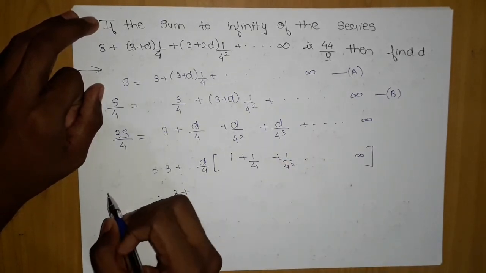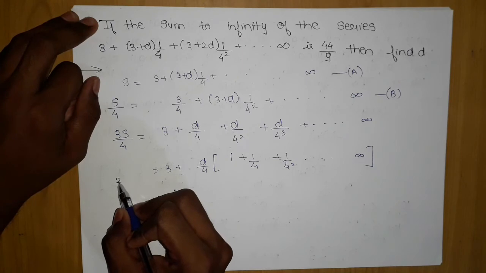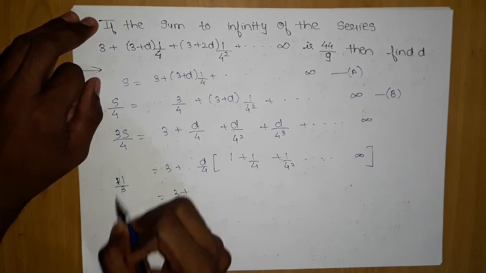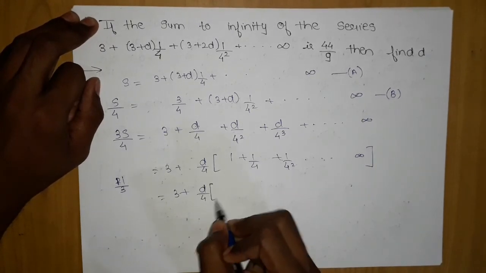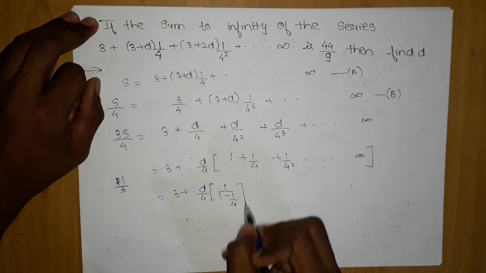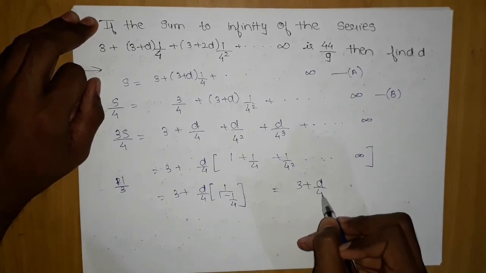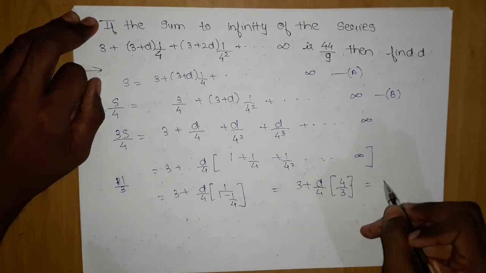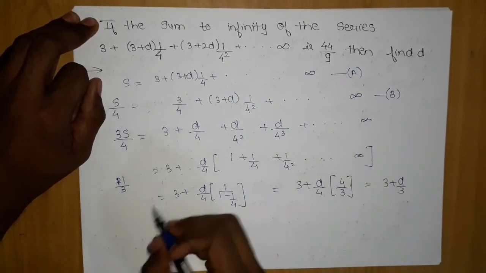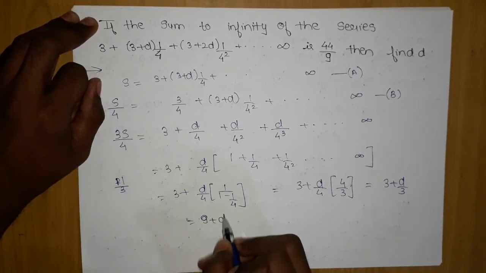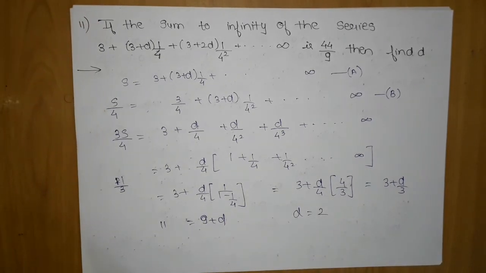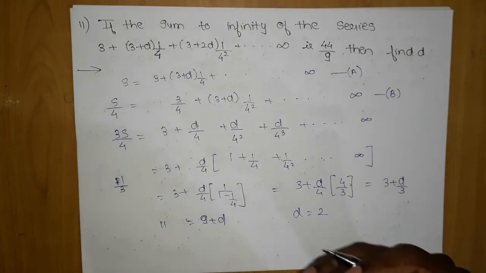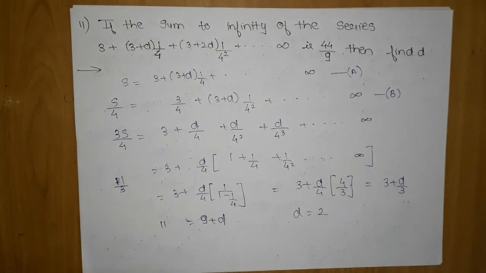Sum is nothing but 44 by 9, which is nothing but 11 by 3. Okay, 11 by 3 is the sum, and d you need to find out. You can get the sum as 1 upon 1 minus 1 by 4. Very easy. 3 plus d by 4 into 4 by 3, which gives you 3 plus d by 3. If I multiply it, what do I get? 9 plus d, and here 11 is present. So can I get the d? d is nothing but 2. Okay, so I got my d. The problem was just to find the d value, just to let you see some new variety. Okay, nothing much. Now let's move on to the next problem.